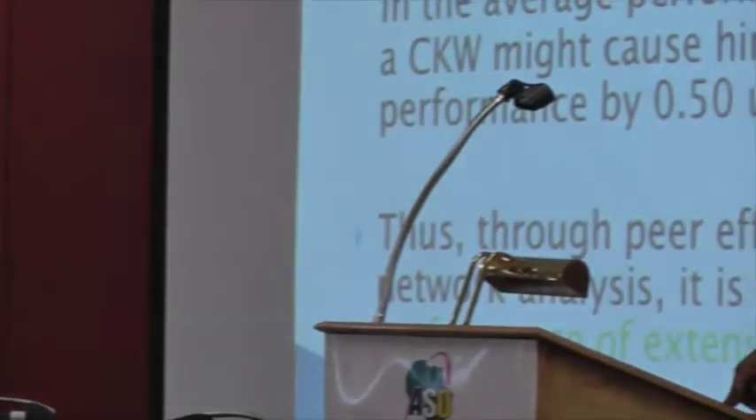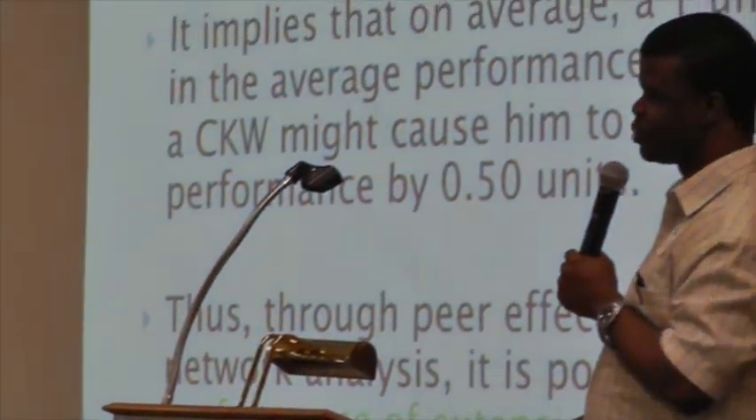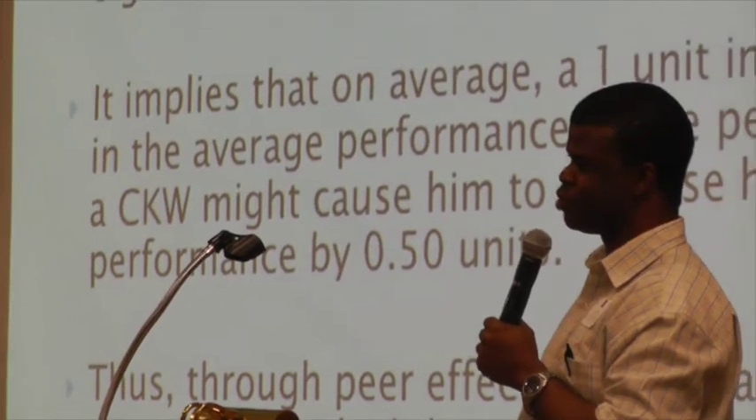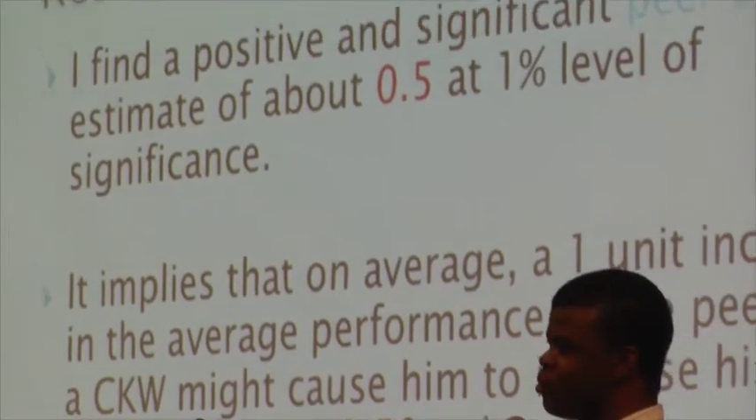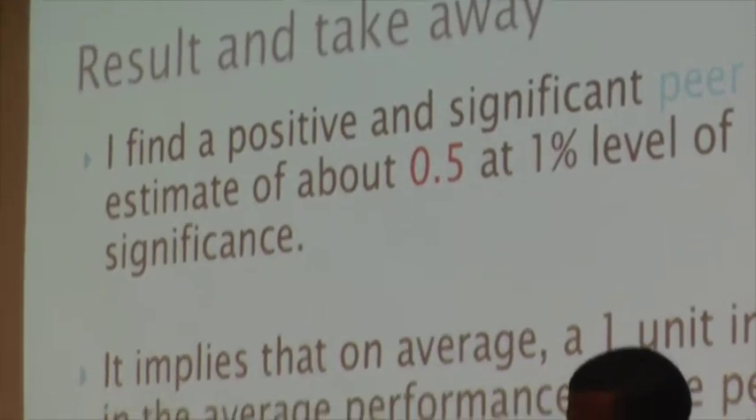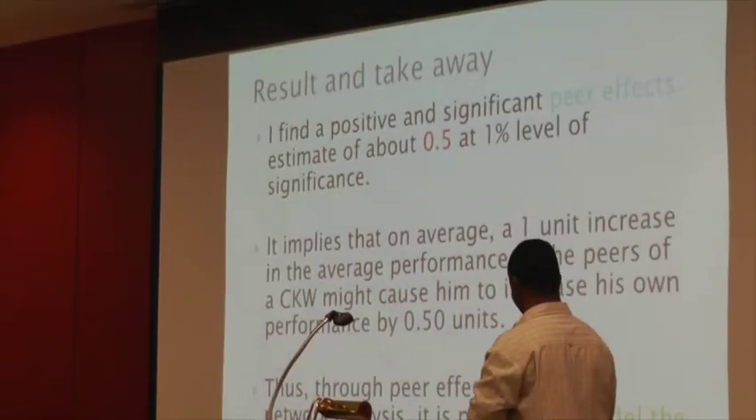And my result is that with the use of that model, I was able to get about 0.5 for the peer effect, which means that if the performance of the peers of a CKW increases by 1 unit, his own performance will increase by almost 50%. I'm almost done, please. Thanks.